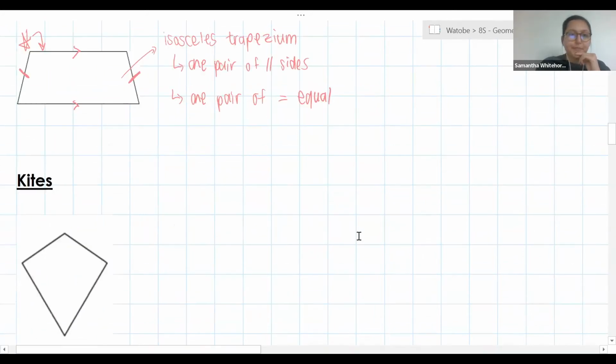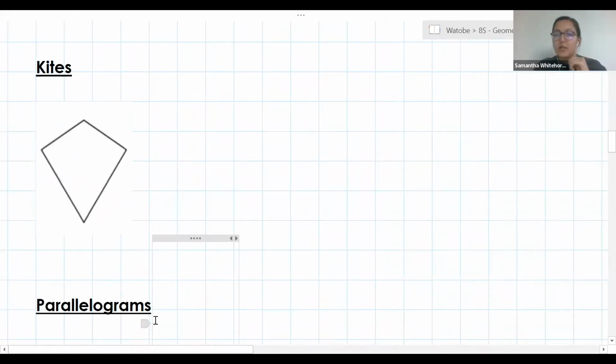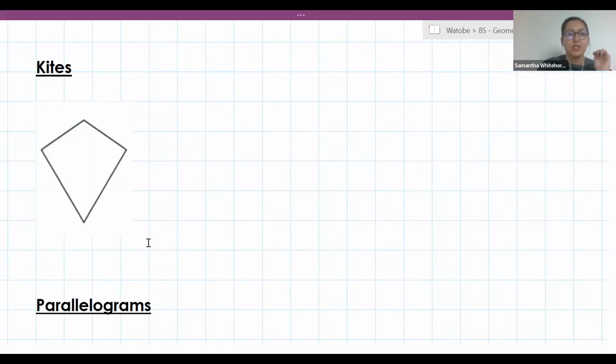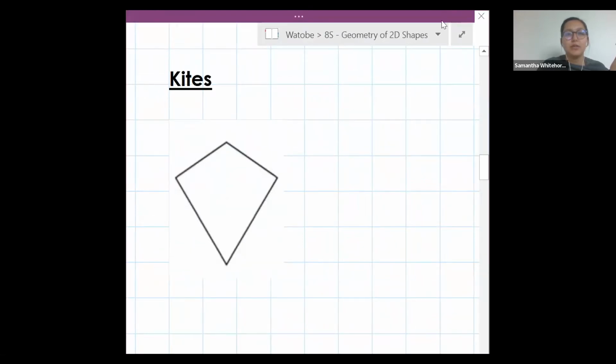Okay. So our next one that we've got is a kite. So hands up in the chat. Tell me anything about a kite. Anything you would like to share. Anything you want to share about a kite, you let me know. Sorry, my notes have just decided to go small.